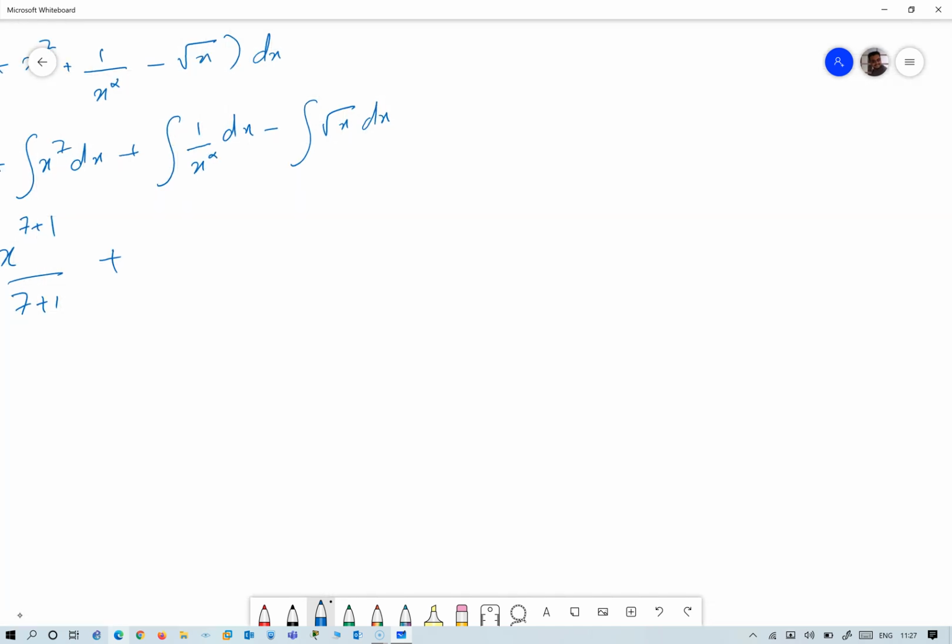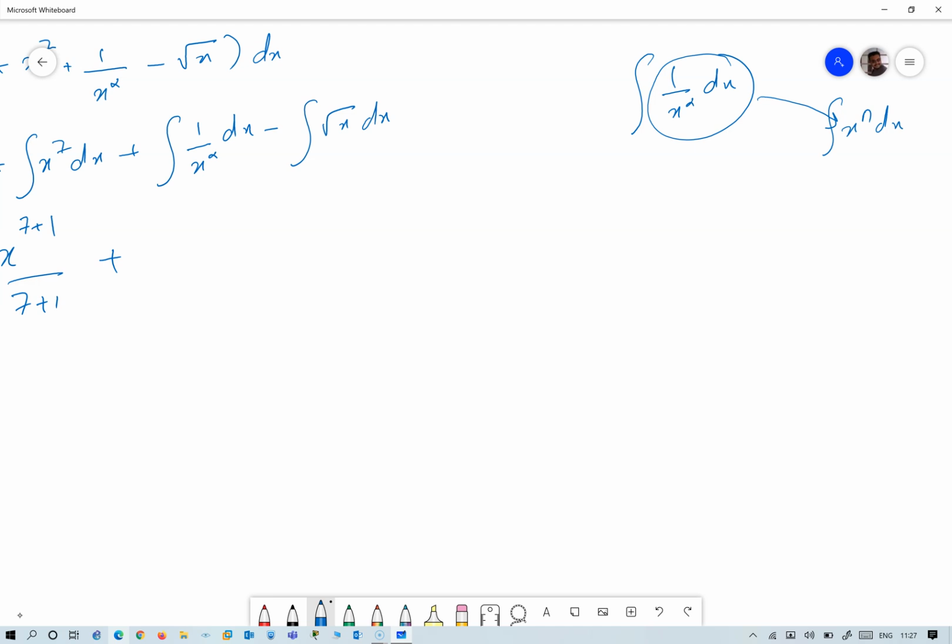Let me do it here. Integral 1 over x squared dx. As I said before, if something is not of the format of x to the power n dx, then you need to convert that question so that it looks exactly like the format x to the power n dx. To start with, this is how you should think. How can you change this 1 over x square so that it looks like x to the power n dx? For that, you need to remember the rules of indices.